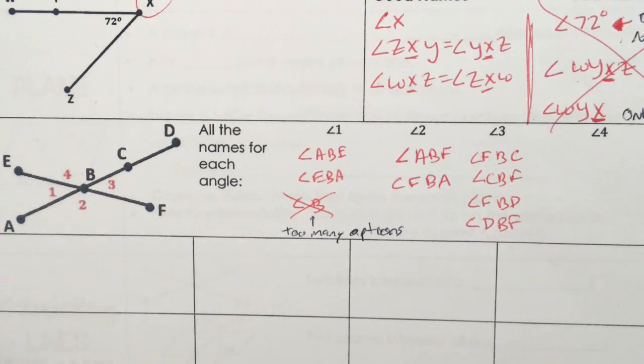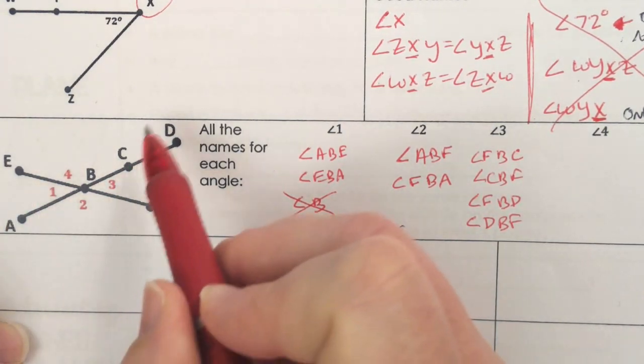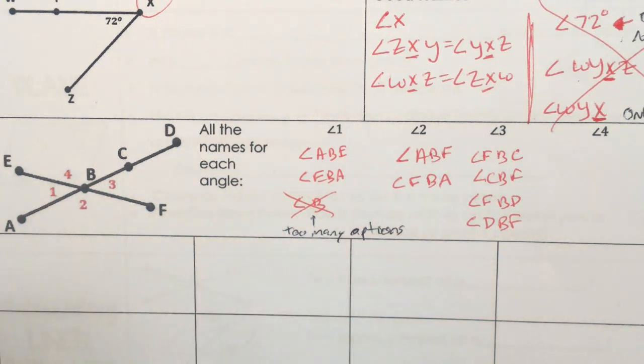I'll give you guys a minute to try number 4. Everybody is trying angle 4 right there. Give you 1 minute. Go for it.